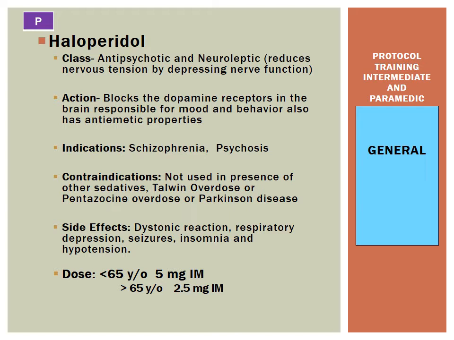Side effects to Haldol are dystonic reaction, respiratory depression, seizures, insomnia, and hypotension. We also need to be on the lookout for orthostatic hypotension when we administer Haldol to our patients. The dose for Haldol, if they are less than 65 years old, is 5 milligrams IM. If they are greater than 65 years old, we're going to half that, give 2.5 milligrams IM.